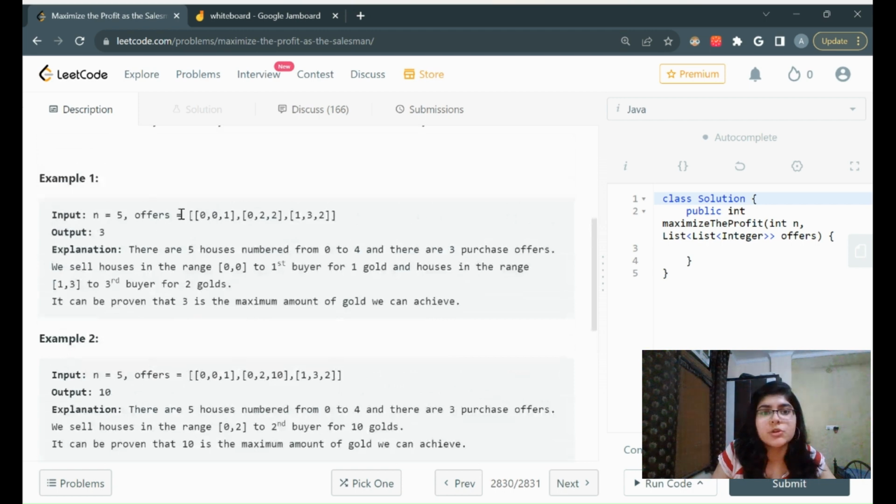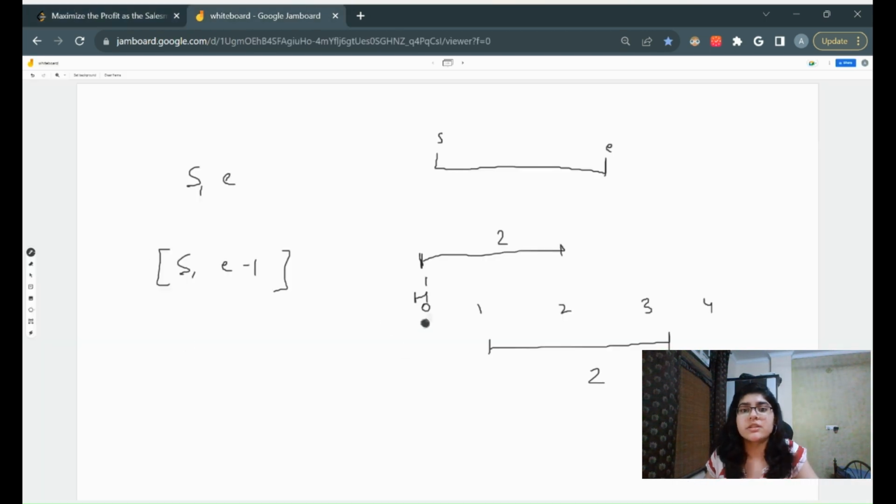Now what we want to do is maximize the number of gold. Here our answer is 3. Let's see how we get this 3. If we choose this house, it will give us a gold amount of 1. And if we choose this particular buyer, who will buy the houses from 1 to 3, we will get a gold of 2. So 1 plus 2 would be 3. Now let's suppose we had chosen this other buyer. Then we would have gotten a gold of 2, but then we would not be able to buy this house as it is overlapping, and we would also not be able to buy this house as this is also overlapping with this particular interval.